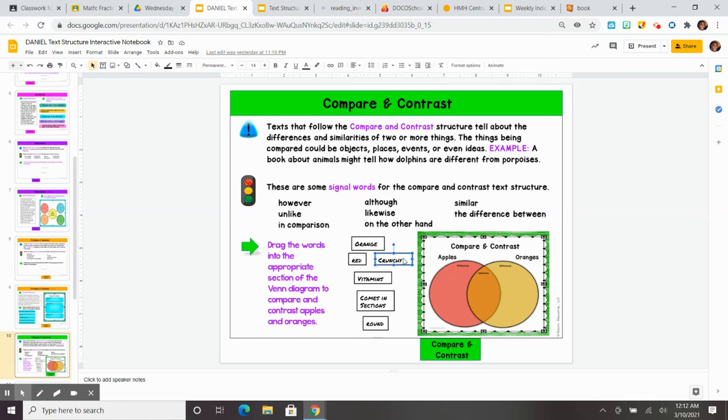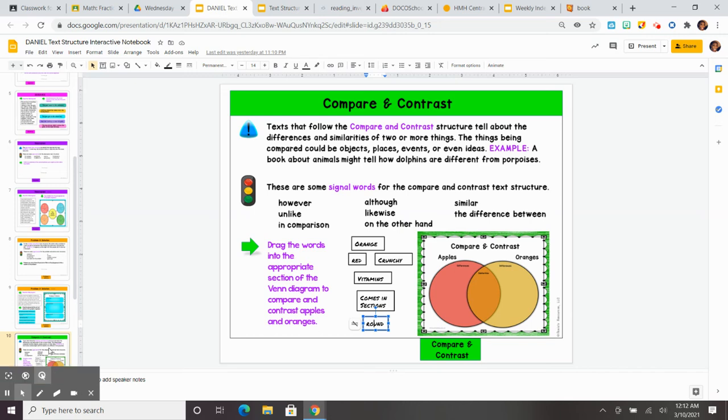Crunchy. Which of these fruits are considered crunchy? Apples or oranges? Hopefully you said apples. All right, vitamins. Both of them contain vitamins. And it says comes in sections. Which one of these comes in sections? Oranges come in sections. All right. Apples, you would have to cut them. And then round. And that is something that they share in similarity. So you will put round in the middle. Okay, so you will put vitamins and round in the middle because those are two things that they have in common or that they have alike.